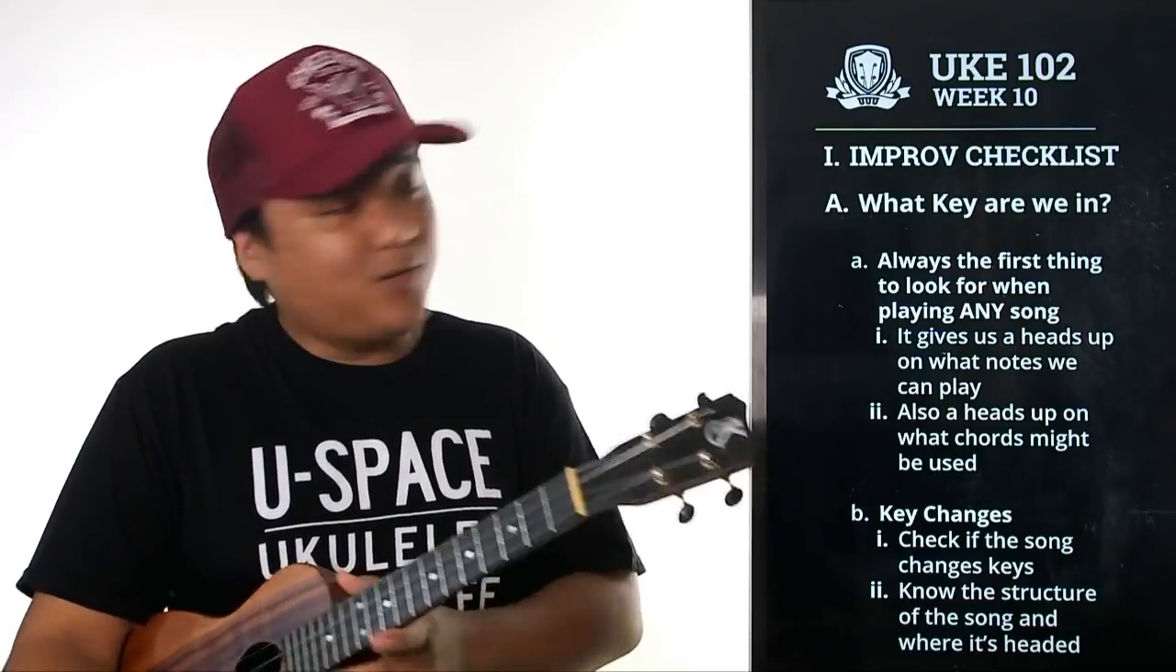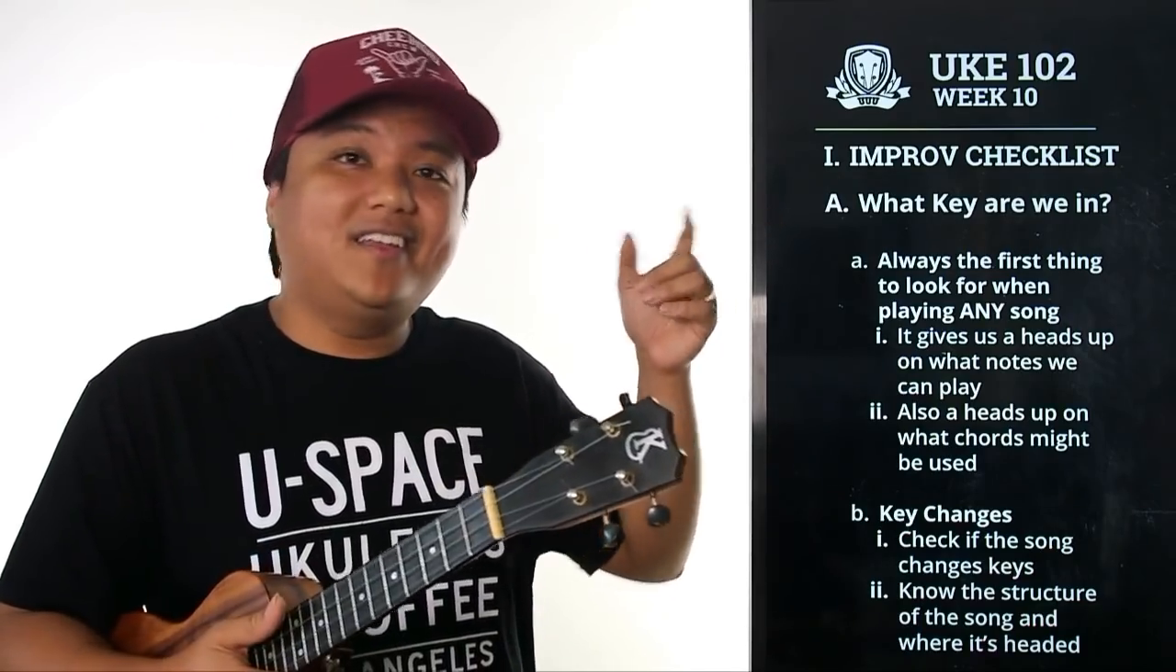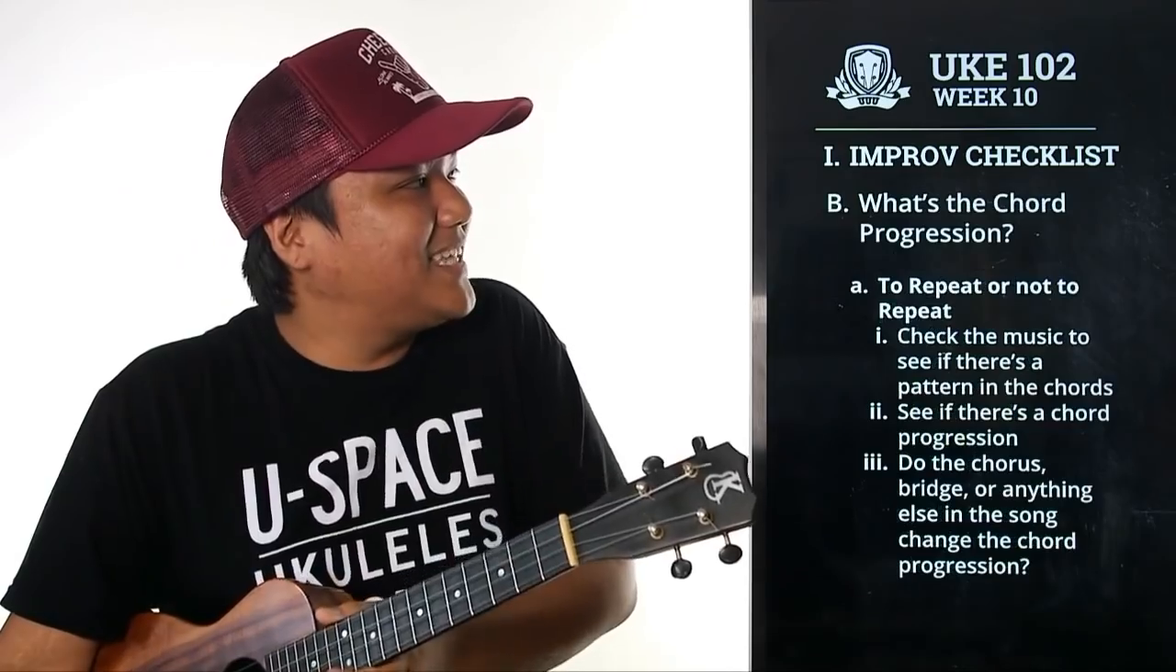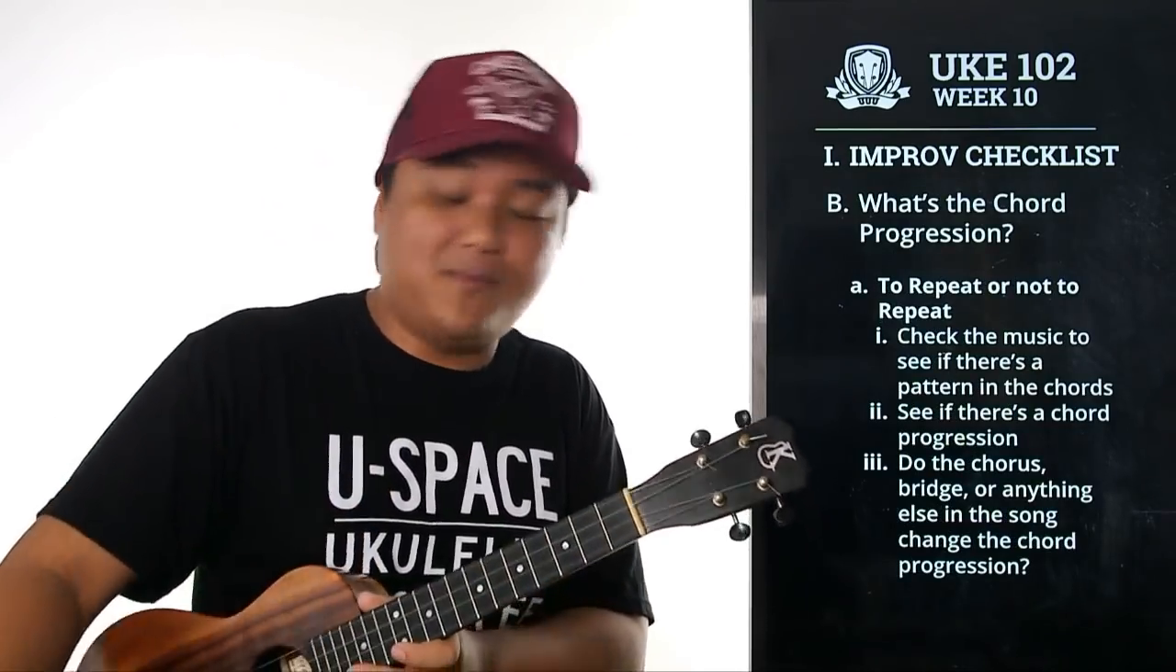So even though you just know what key you're in, it tells a lot about it. So that's why it is first in our improv checklist, and the next thing is chord progression, because that gives you a little bit more.